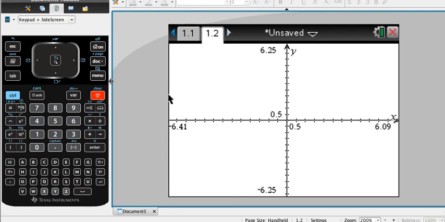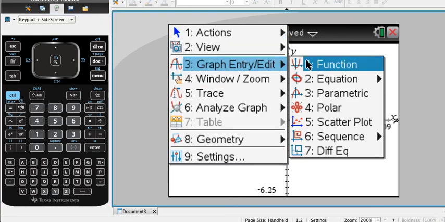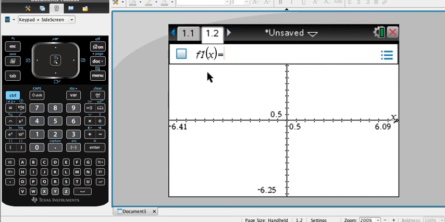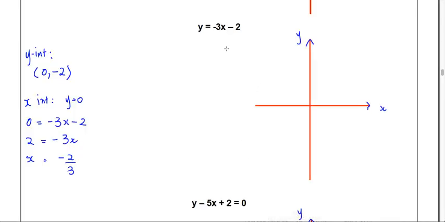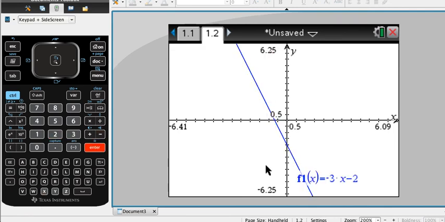Delete that. If you press menu, function, here we go. So negative 2x, oh no, hang on, make sure I type it in. It was negative 3x take 2. Negative 3x take 2, enter. And there's my line there.